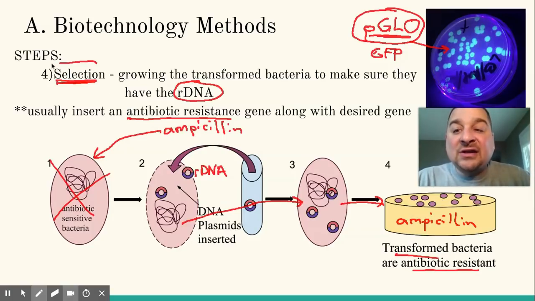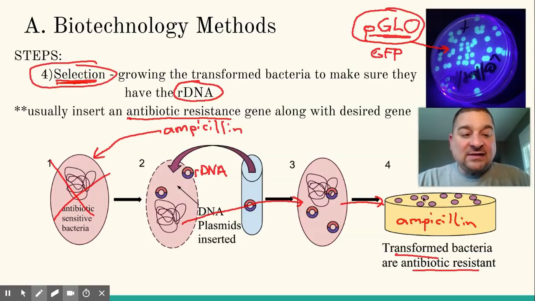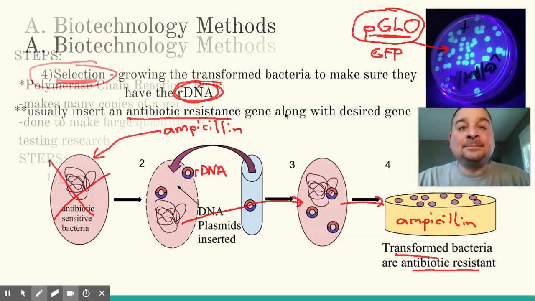So we are selecting for just the bacteria that we changed, and they are the only ones that will grow on this plate. We can prove it by shining a UV light on it, that they are the only ones expressing those genes. The only ones growing are the ones that have taken up our recombinant DNA.